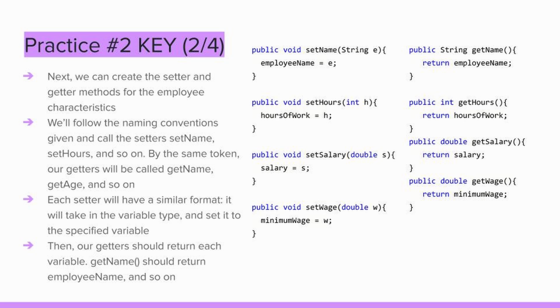Next, let's create our setter and getter methods. We'll follow the naming conventions of set and the variable name for our setters, and get and the variable name for our getters. Each setter will have a similar format, where we'll take in the variable type and set it to a specific variable. Then our getter should return the variable corresponding to the name.